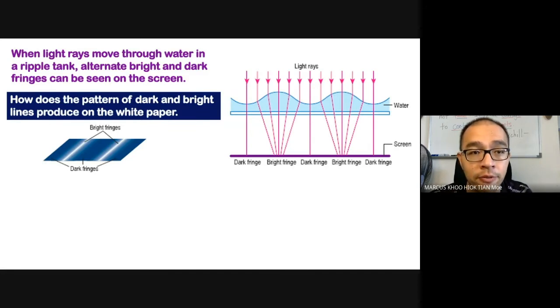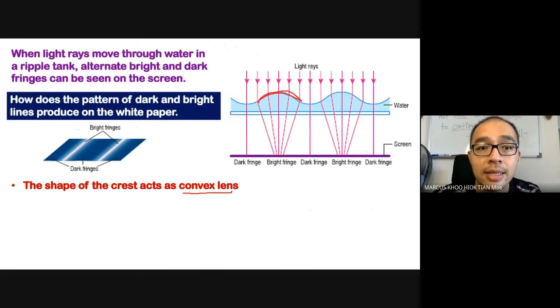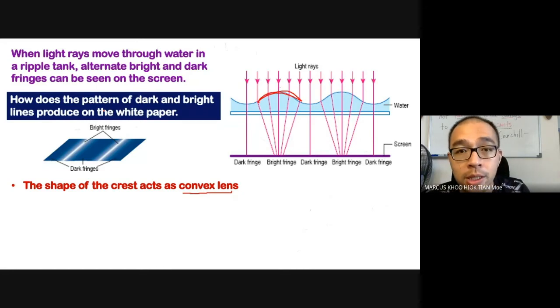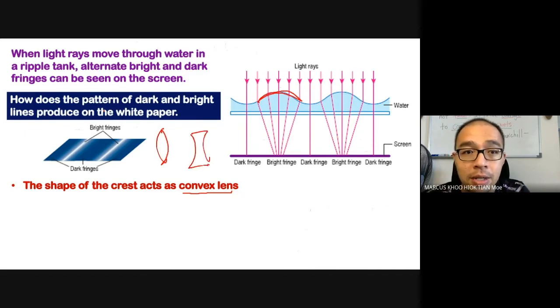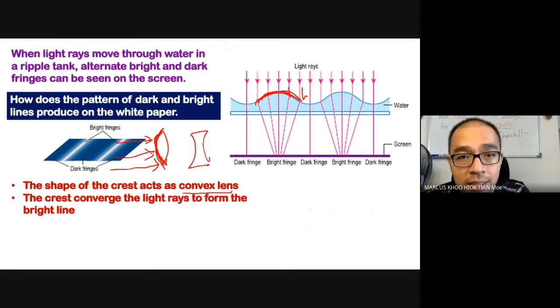So how do these bright fringes appear? If you take a look at this, the shape of this crest looks like a convex lens. When you were doing Form 3, you learned that there are two kinds of lenses: one is a convex lens and the other one is a concave lens. Take a look at this shape of the convex lens over here. Let's say the light is moving over here. Doesn't it look like this shape as the light is coming over here? And so because it acts like a convex lens, at the crest, at the high points, the lights will all converge to form the bright light.